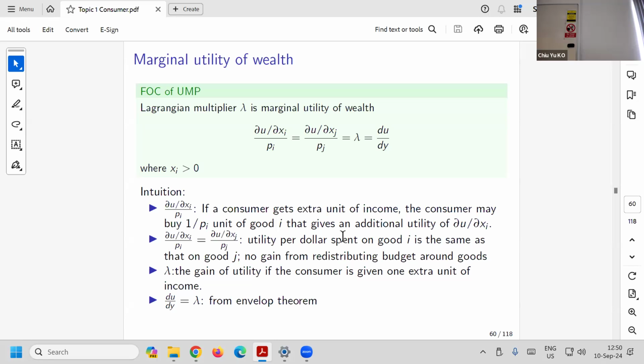In this case, if I give you $1, your utility is lambda, which is the right-hand side, this one. But what about this guy? If I give you one more dollar, how many units of i can you buy? 1 over pi is the number of units of i you can buy with $1. How much utility can you get? du/dxi, right? Times the units you get, how much $1 can buy for good i and make you happy. So same for j.